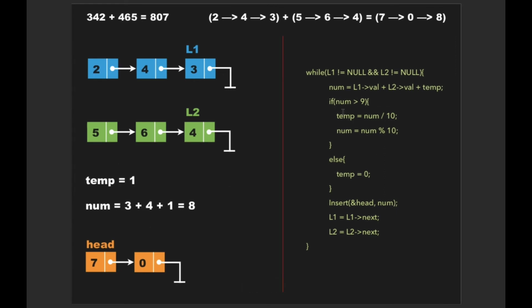Now the value of temp is 1 as we have seen in the last slide. So we calculate the new value of num as 3 plus 4 plus 1, which is equal to 8. And now we insert the value num into the linked list and then increment L1 and L2. So now L1 and L2 are both null, therefore the loop ends and we are left with a new linked list which is 708, which is the reverse of 807.